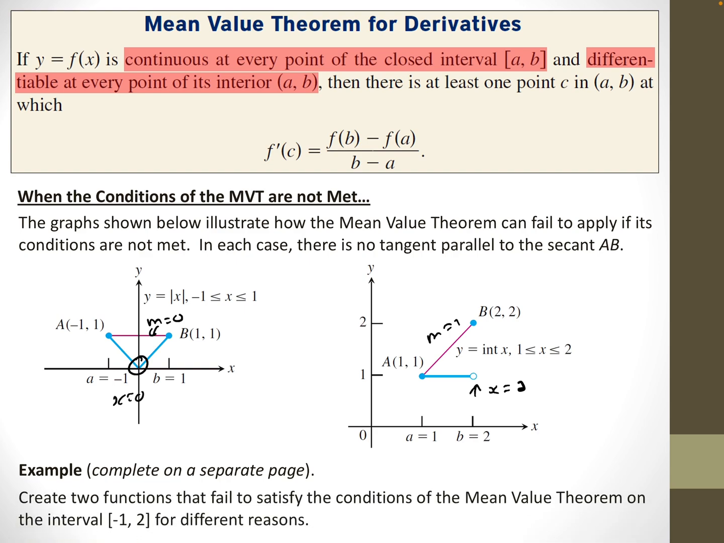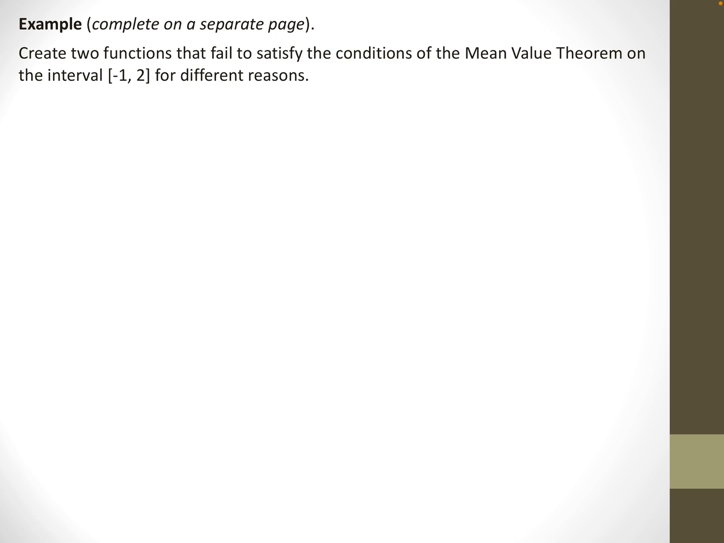So here's an example. Create two functions that fail to satisfy the mean value theorem on the interval -1, 2 for different reasons. I made myself some room here to answer that. I want it to fail on -1, 2. I could first come up with one that was not differentiable, and also not continuous, but those two things often travel together. I can make up a function like f of x equals x minus 7 over x, with a vertical asymptote at x equals 0. That's between -1 and 2, so it's not going to satisfy the conditions of the mean value theorem.